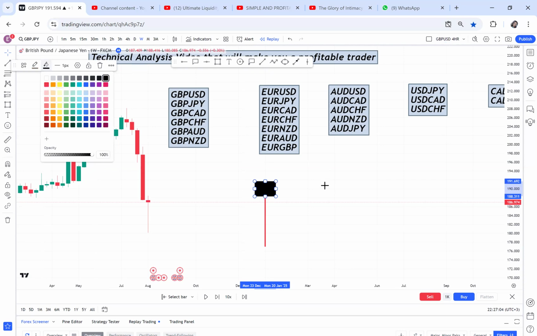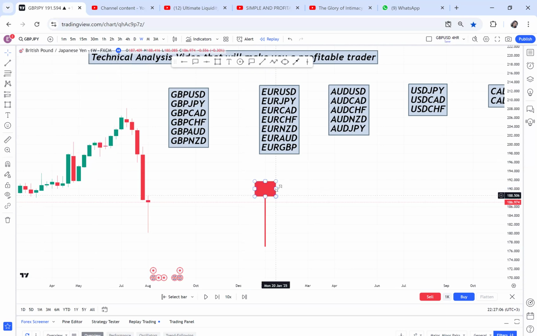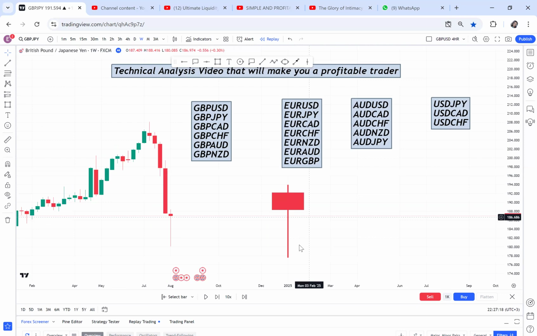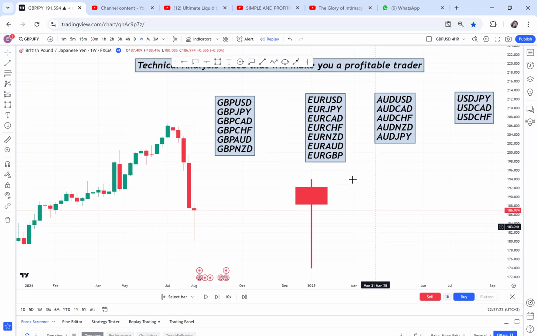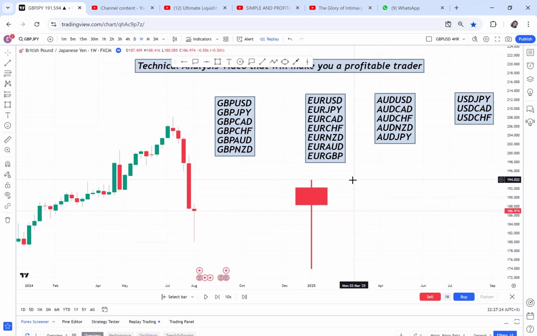So you're going to look for a hammer like that. A hammer can be stiff, it can be looking like that, or a bit like that. It all depends. It can have a wick like that, but that is the candle that we want to check on the weekly time frame. And the reason I'm doing this video is because I have an example here. You can see I have an example.